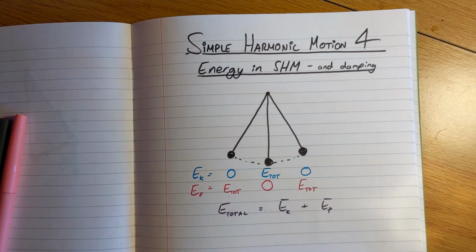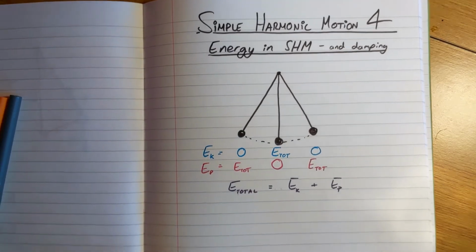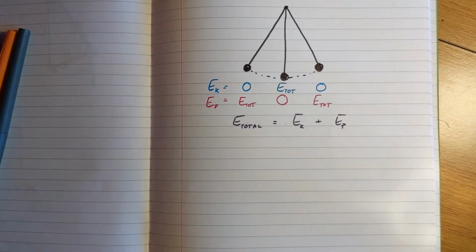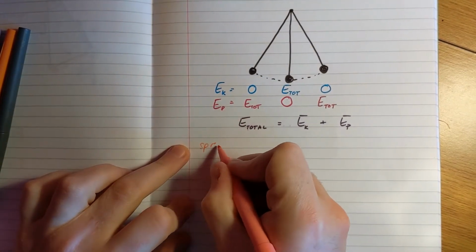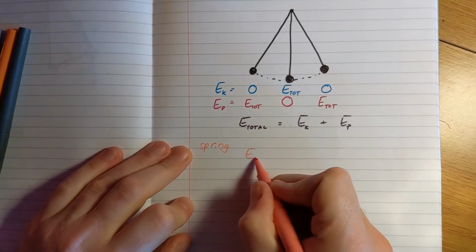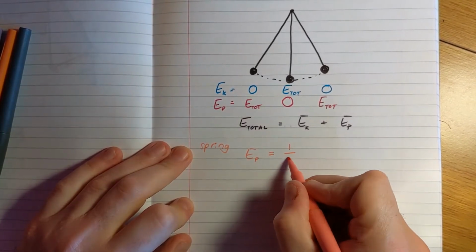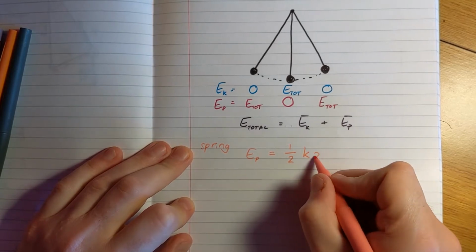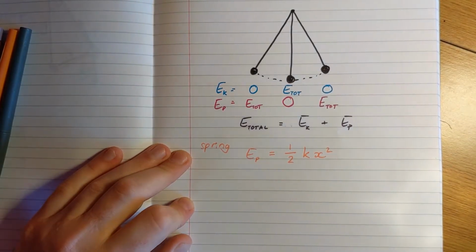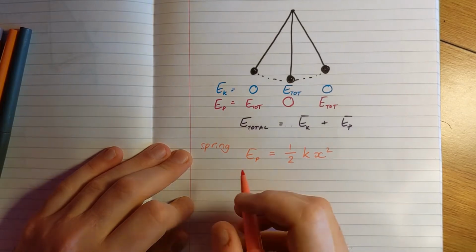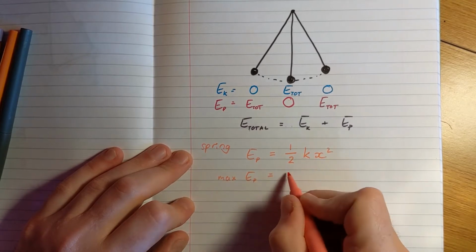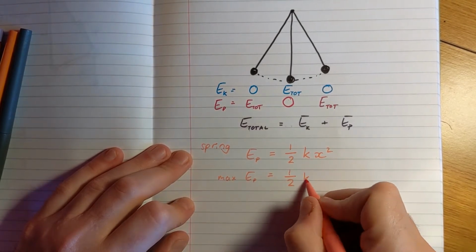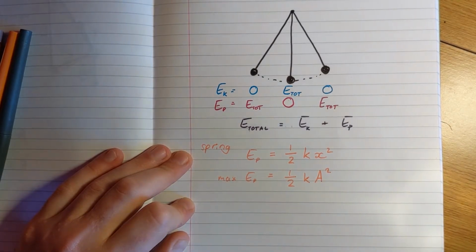And we can do some nice maths using this relationship to actually derive one of our equations for speed, which we're going to do now. So if you think of the equation for potential energy in a spring, E is equal to a half times the spring constant times the extension squared. And if we've got a spring system that's oscillating, then the maximum potential energy is going to be that at the maximum displacement, so a half k amplitude squared.